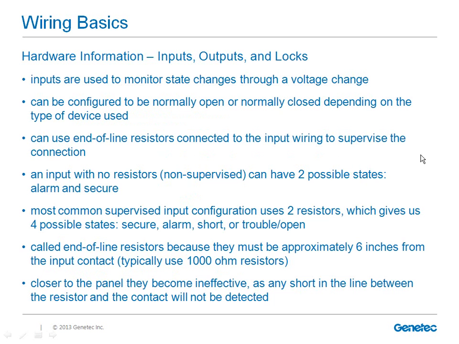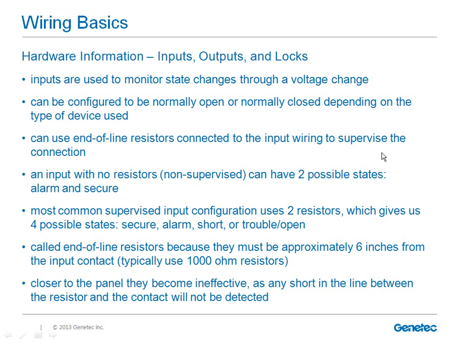Now we're going to move on to take a look at inputs themselves. Inputs are used to monitor state changes on things like sensors, switches, and buttons. The state change is seen as a change in the voltage. We can configure inputs to be normally open or normally closed, depending on the state of the input when it's not reporting an alarm. This depends largely on the hardware being used.